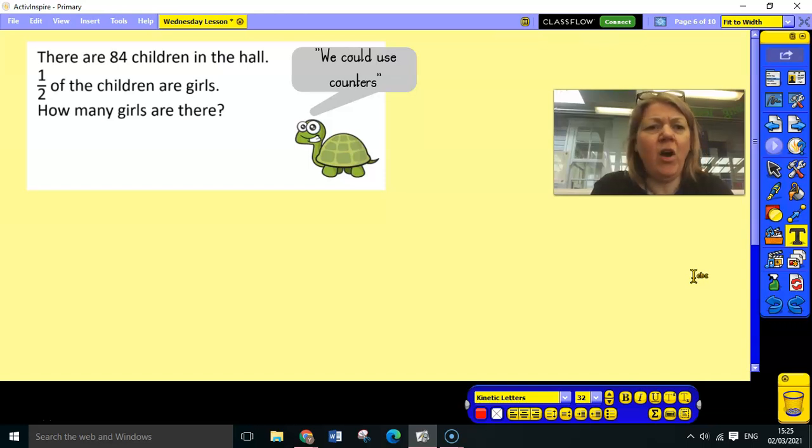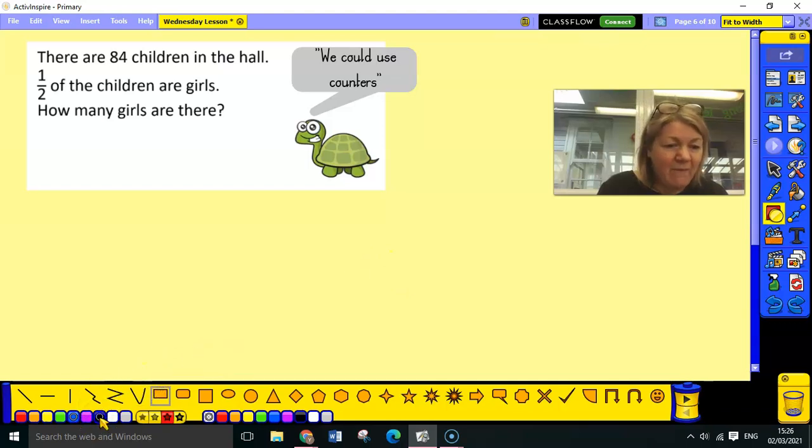Yeah, you're right, aren't you? 84 counters is going to take a long time for us to count out. So we're going to need to use what we know about partitioning numbers and about fractions to help us solve this problem, because counting out 84 counters isn't really an efficient way. And we know mathematicians are lazy. We know we need to be efficient.